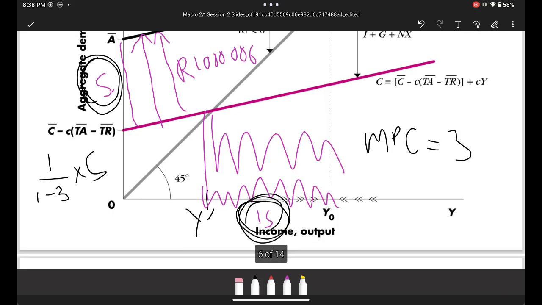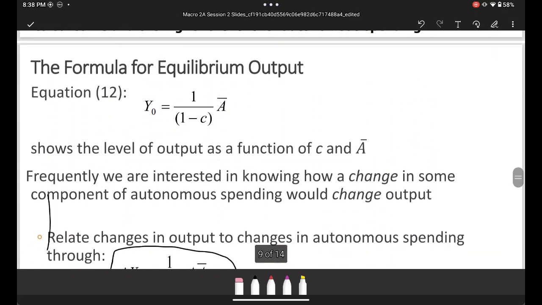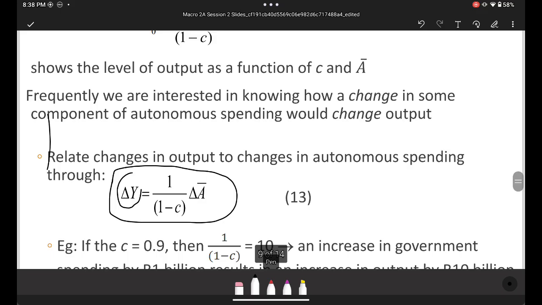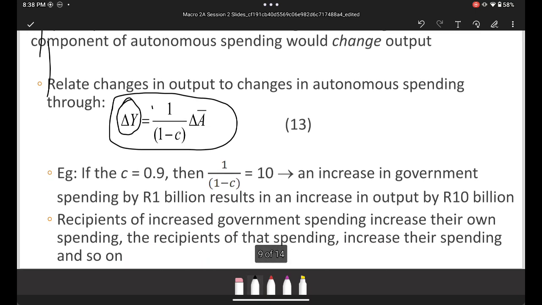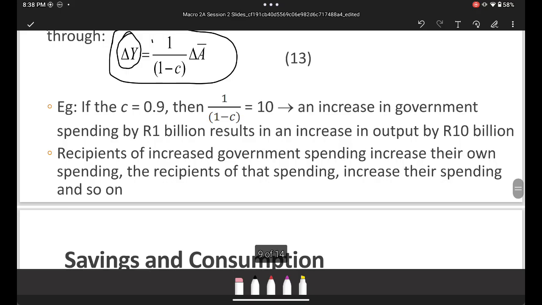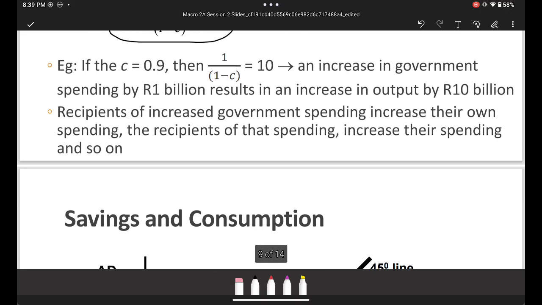There. So to get this amount, which is the Y over here, right? You take whatever the aggregate demand increased by, obviously the autonomous spending. So if government increased by 1 million rand, that will be A over here. Times it by 1 over 1 minus MPC, and that will give you how much output increased by, and it'll always be more than this, right? So if the government increased spending by 1 billion, because the multiplier is 10, this times autonomous 1 billion will give you 10 billion. Right, simple.